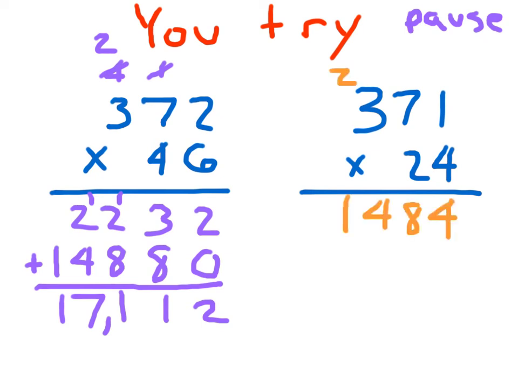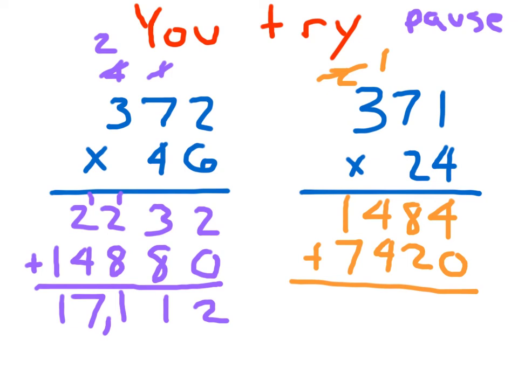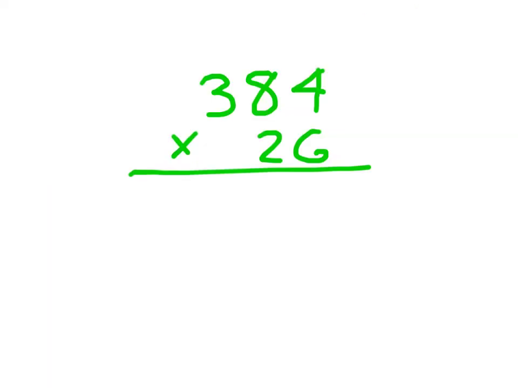What's our next step right now? Right, cross out that regroup so that we're dealing with that 2, which is worth 20. We better place that 0. 2 times 1 is 2. 2 times 7 is 14. 4. Regroup the 1. 2 times 3 is 6. Plus 1 is 7. And then we would add those two together. So our product there is 8,904 for that second problem. 371 times 24 is 8,904. One last problem to show you, and then you're on your way.